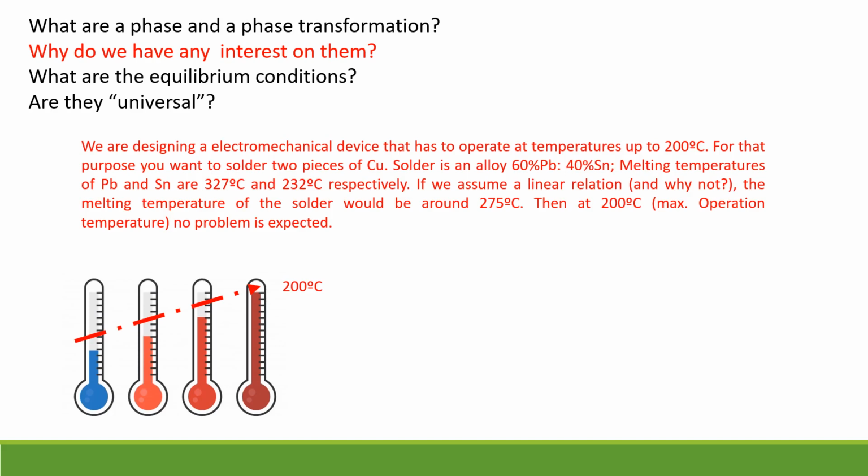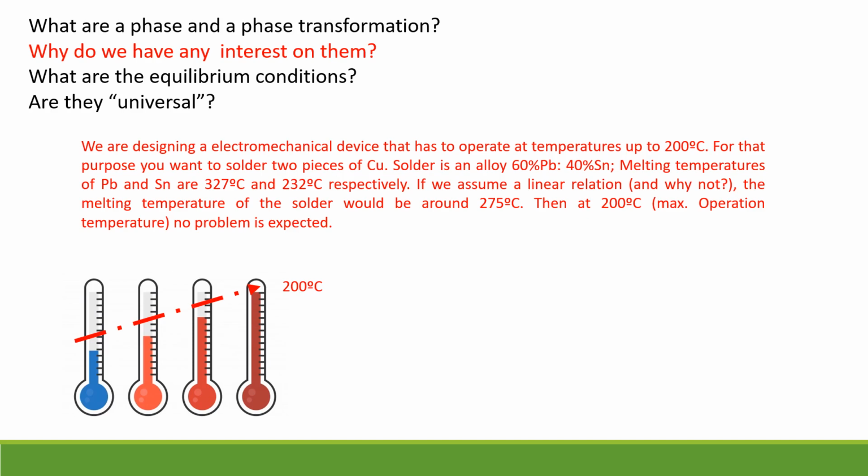We are designing an electromechanical device. It's supposed to operate at temperatures of maximum 200 degrees, and we use a solder for joining the pieces of copper, for instance. We use a solder which is an alloy of composition 60% lead, 40% tin. This is quite a normal composition for solder. Melting temperatures are 327 for lead and 232 for tin.